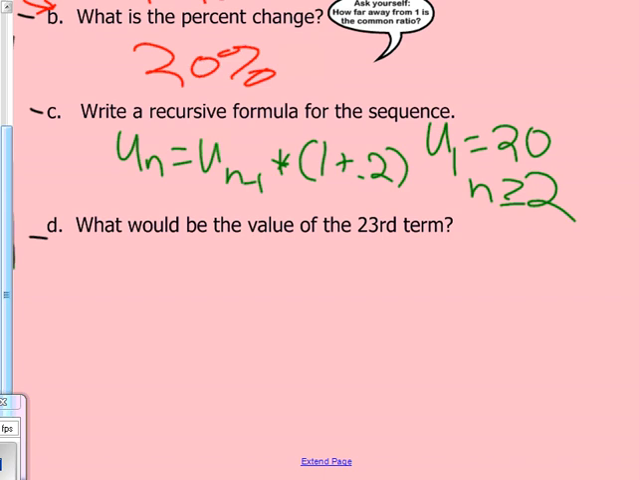Last piece, 23rd term. Let's go row 6, person 1. So yeah, the 23rd term, 1,104. Point. Can you give me those decimals again?